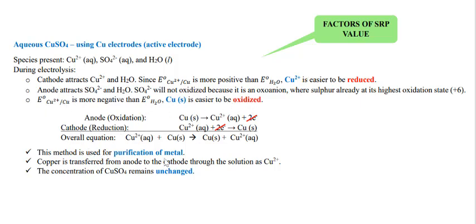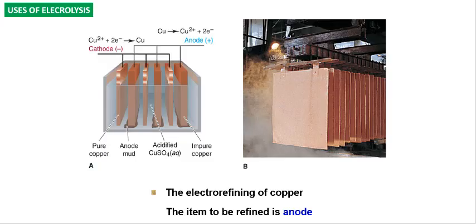So this method is used for purification of metal. Copper is transferred from the anode to the cathode through the solution as the copper 2+ ion. The concentration of the copper sulfate remains unchanged. There are many other uses of electrolysis.